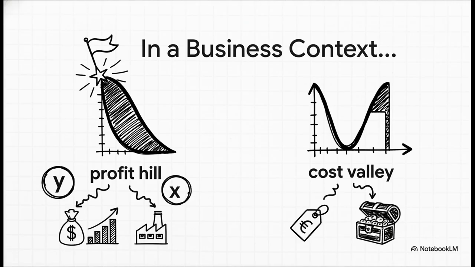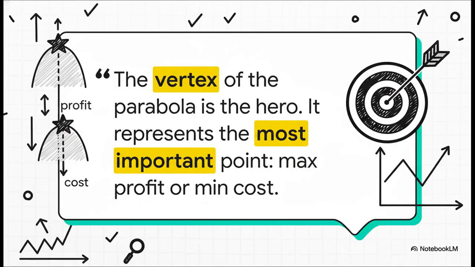If a is positive, the parabola opens upward, forming a cost valley. And our job is to find the absolute lowest point in that valley. This really says it all. The entire point of this analysis, our whole goal, is to find one specific point on that curve, the vertex. For us, the vertex is the hero of the story. It's that single coordinate, that one x comma y pair, that tells us the exact price to get maximum profit, or the exact production level to get minimum cost. It's the answer we're looking for.